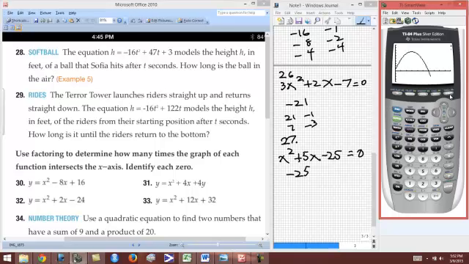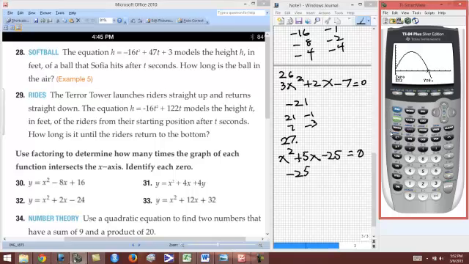Okay, so let's do this again. I'm going to do second and trace, and I'm going to do 2 for zero. Okay, there I am to the left of the zero I'm interested in, left bound, so I hit enter. Now I hit the right hash mark. Now you can see I'm to the right of the zero that I'm interested in, so I hit enter. And so, 3 seconds.